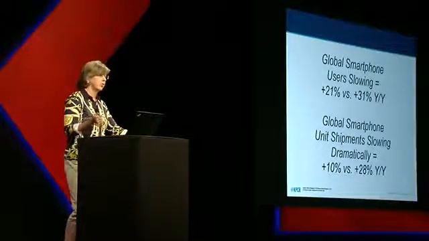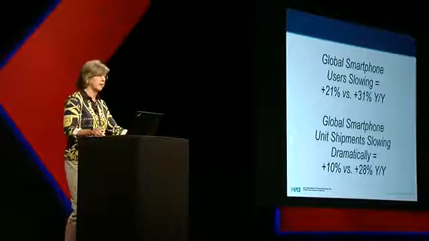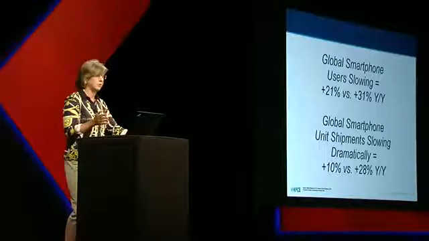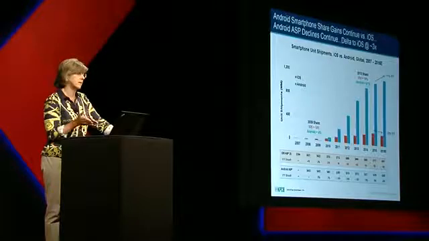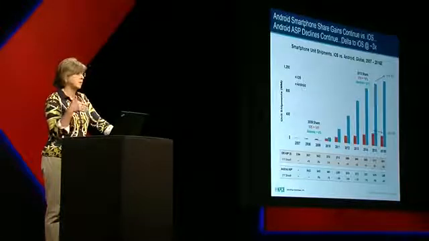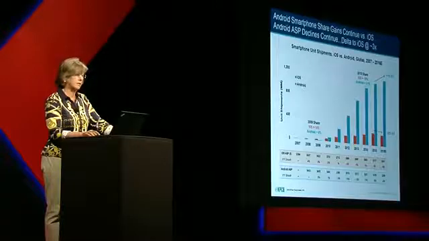That's what accelerating growth looks like. Global smartphone user growth is slowing, up 21% versus 31% growth last year, and global smartphone unit shipments are slowing dramatically, up 10% versus 28% in the prior year. That's what decelerating growth looks like. Importantly, Android smartphones continue to gain share versus iOS. Android ASP declines continue, and the delta to iOS devices is 3x lower.